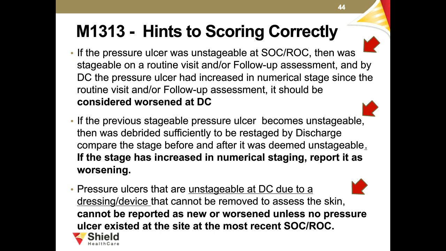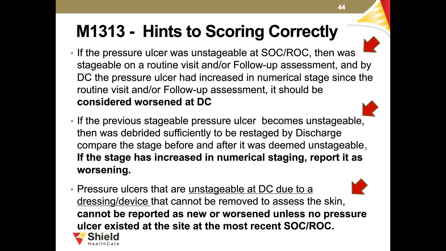If a previously stageable pressure ulcer becomes unstageable, then was debrided sufficiently to restage by discharge, you have to look at the stage before and after the debridement. If the stage has increased in numerical staging, it's got a higher number, then it's worsening. If it hasn't increased, it's not worsening.